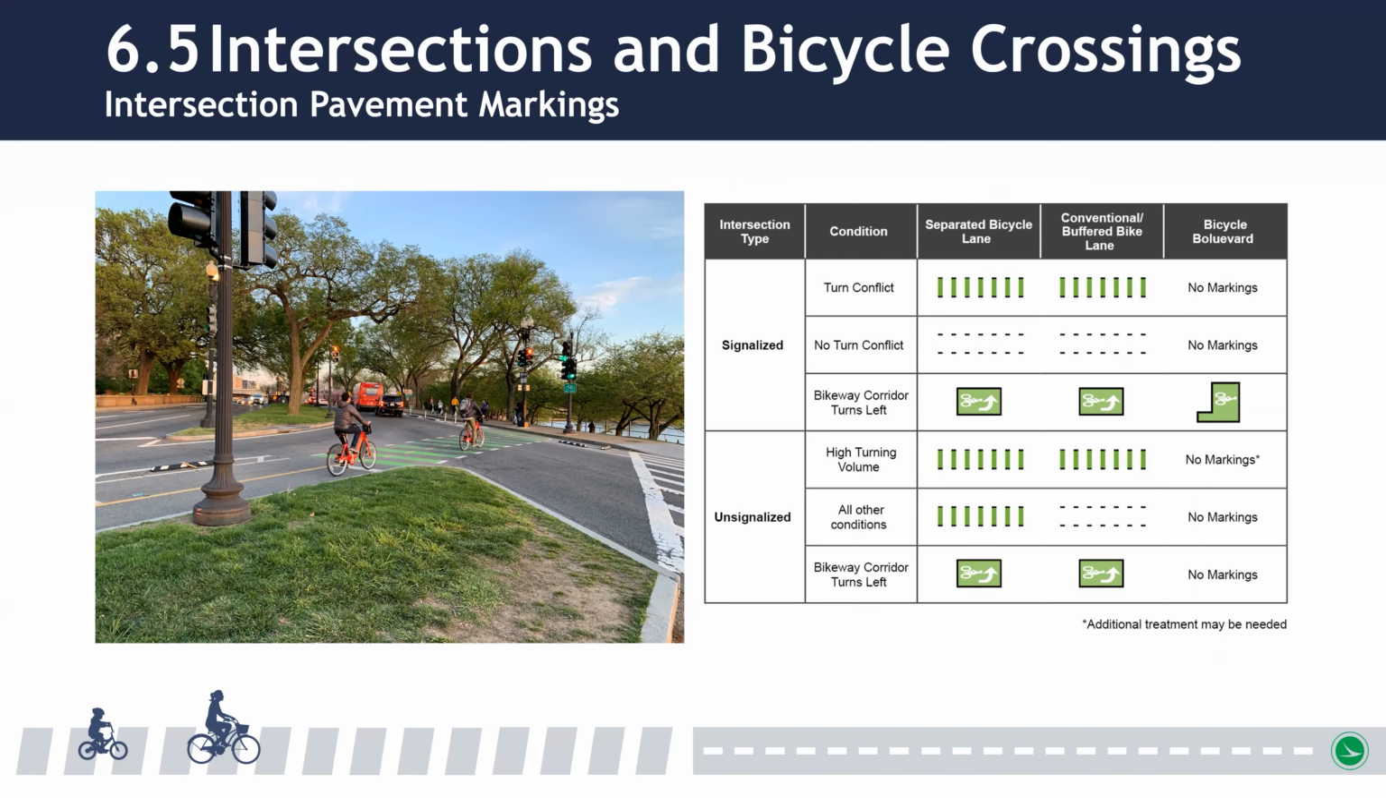Each of the bicycle markings discussed may be supplemented with green-colored pavement. The use of green-colored pavement is encouraged at specific types of conflicts to improve the legibility of the bike crossing or bike waiting area for all roadway users. Shown on this slide is a table from the MDG that summarizes when lane extension markings and optional supplemental green-colored pavement are recommended.